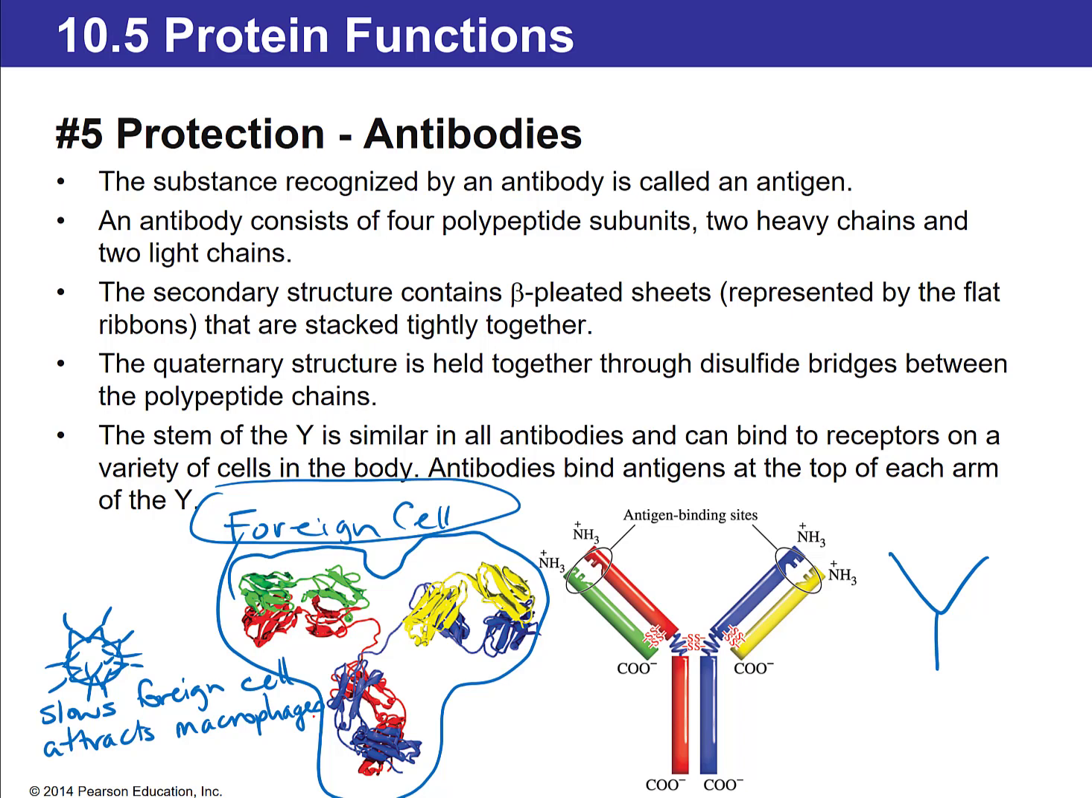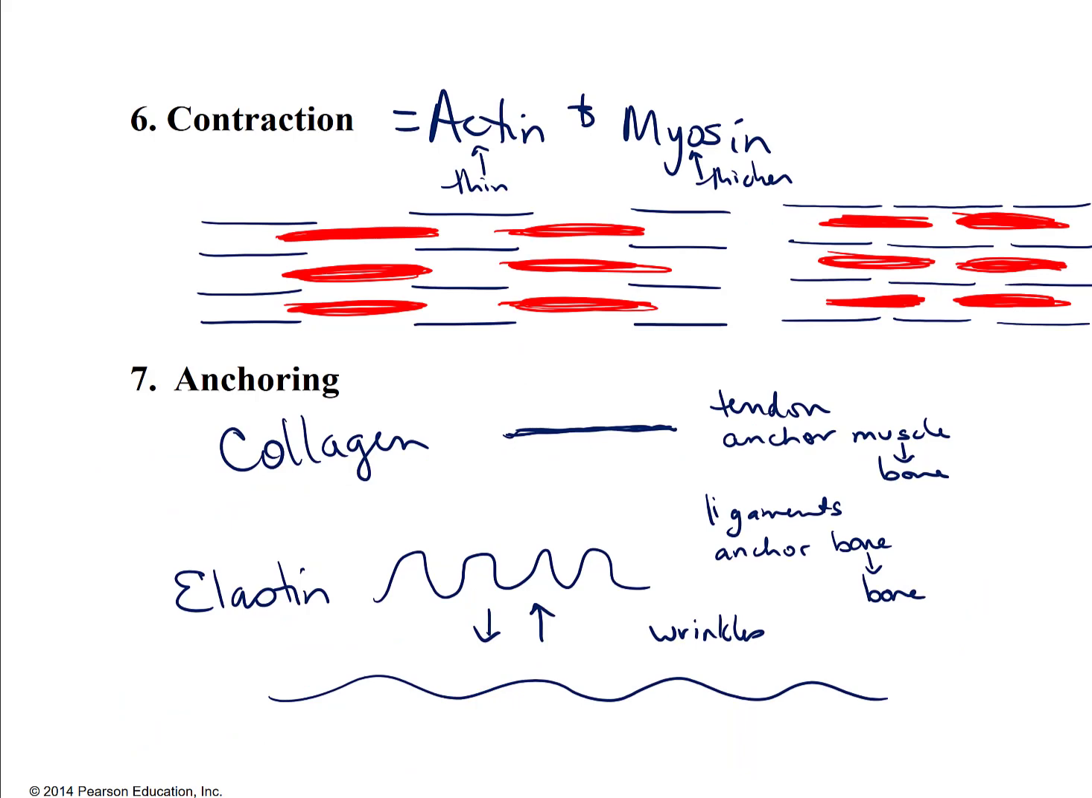So it really helps to speed up how fast your immune system can respond to something being present that doesn't belong there. And it's this shape right up here. This binding area is unique and different. It's specific for that foreign cell. It won't bind to human cells or body cells, but it will bind to things that are foreign. But they always draw it looking like a Y. Six and seven. Six, contraction.